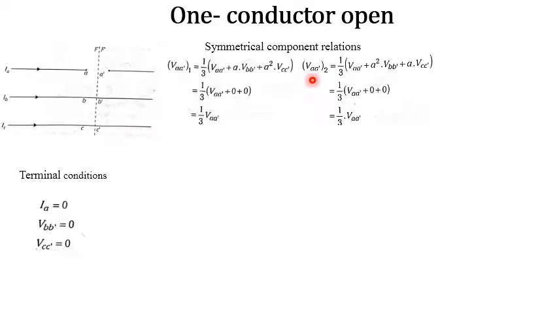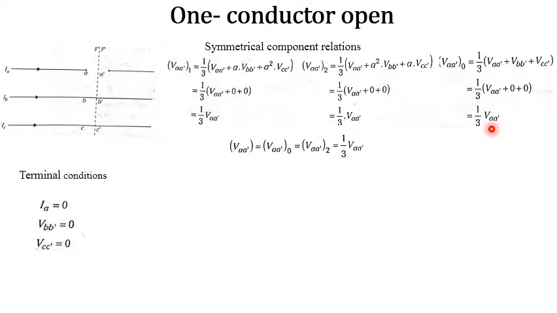Similarly, we will get Va2 as 1/3 times of Va, and Va0 is also 1/3 times of Va. So from this we can write Va1 is equal to Va0, that is equal to Va2, that is equal to 1/3 times of Va. Because we know that Ia is equal to 0, it means that there is a presence of zero, positive and negative sequence voltage. So hence Ia0 plus Ia1 plus Ia2 is equal to 0.